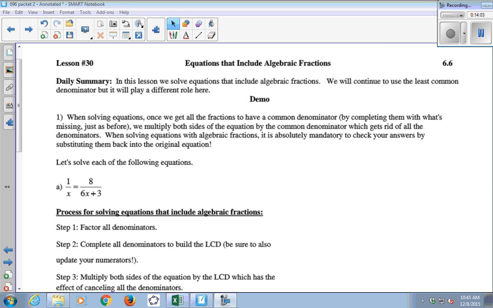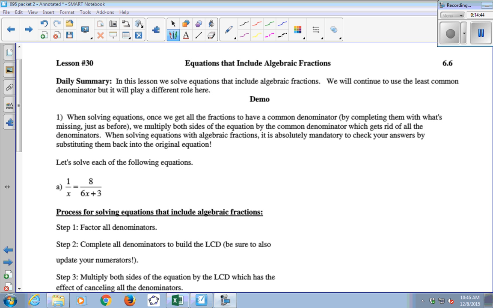So when you're solving equations, the first step is to get all the fractions to have a common denominator. That's the same as what we were doing before. Make all your fractions in the entire equation have the same denominator. Once that's done, multiply both sides of the equation by that common denominator. You're allowed to do anything you want when you're solving an equation as long as you do the same thing to both sides. So we're going to strategically multiply both sides by the common denominator, because then all the denominators will cancel. And you'll have an equation with no fractions in it, and it will be easy to solve.